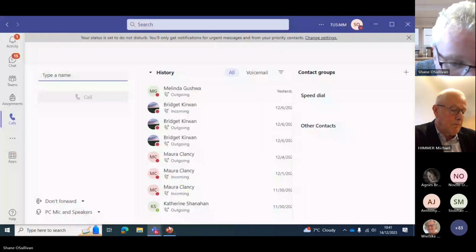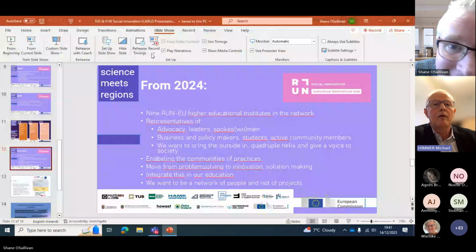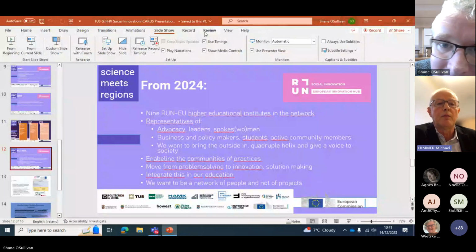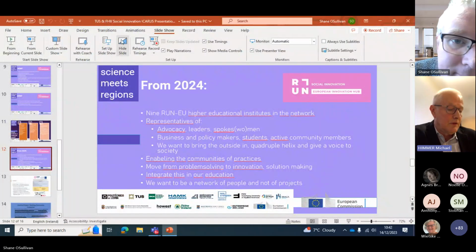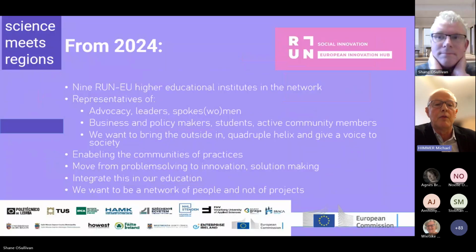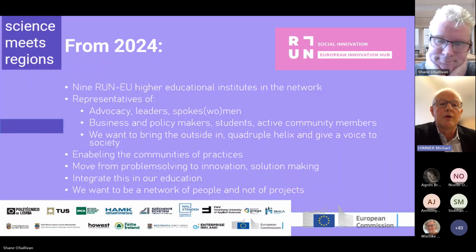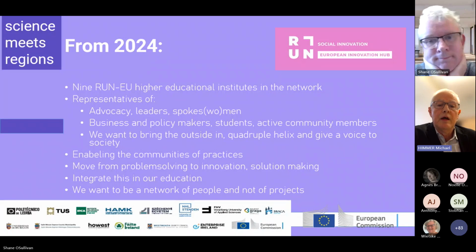We combined stakeholders and representatives from different areas, from advocacy groups, from business and policy institutions, students, active community members, especially from the region as well, which is an important stakeholder, regional government and municipalities.